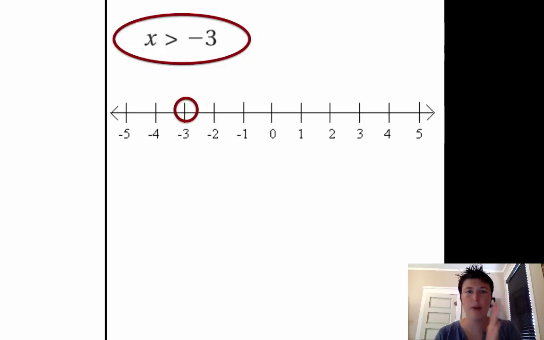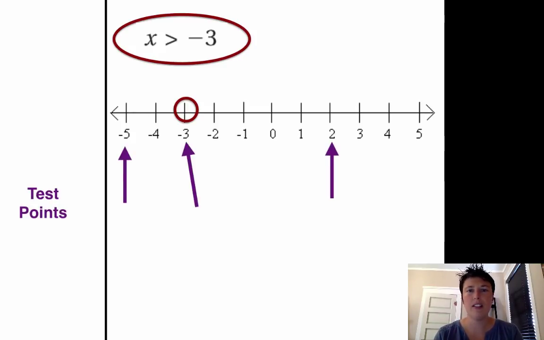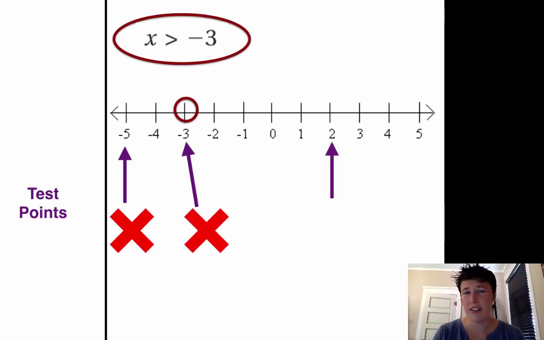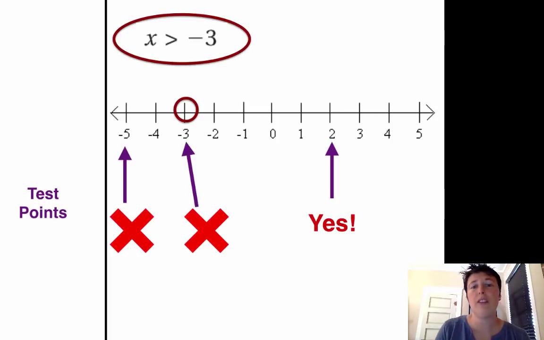So if you're testing points in your head and you're thinking about it, here are some random tests that I can choose. I know that negative 5 is not greater than negative 3. I know that negative 3 is not greater than negative 3, it's equal to. But I know 2, if I test it out to the right, 2 is greater than negative 3.